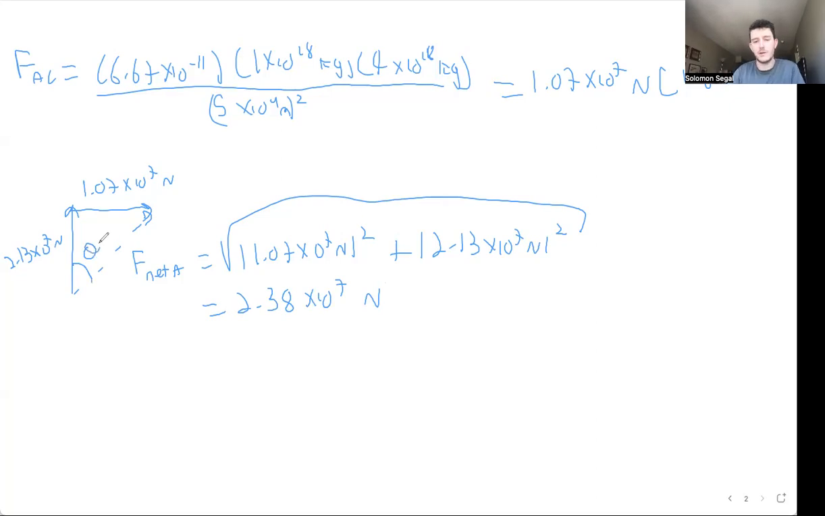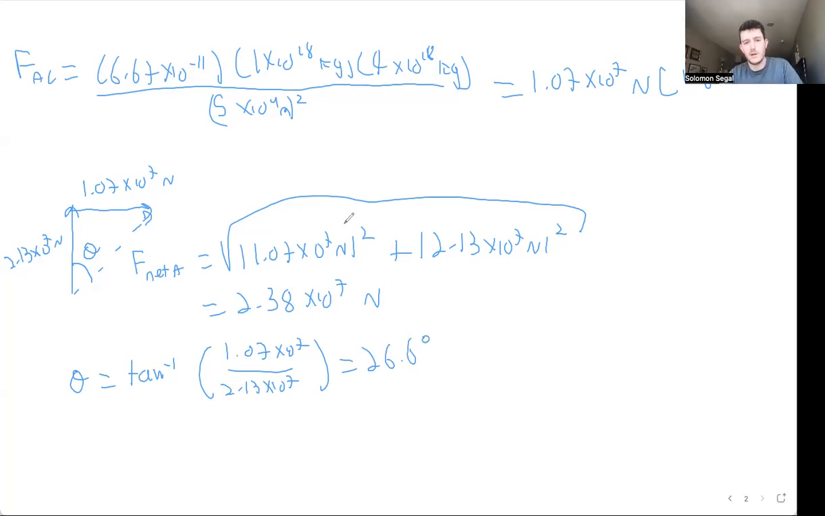And of course, got to find the angle because it's not a vector without a direction. So theta, well, we know tan theta is opposite over adjacent. So it's going to be equal to tan -1 of 1.07 times 10 to the 7 over 2.13 times 10 to the 7. And let's see what we get. 1.07 should be really small. 26.6 degrees. Okay, I'll take it. This is not that small. I mean, I changed these numbers around before, so I'm not 100% sure what we're going to get.